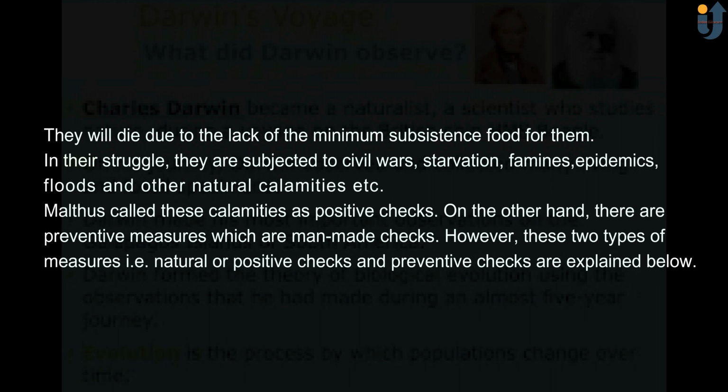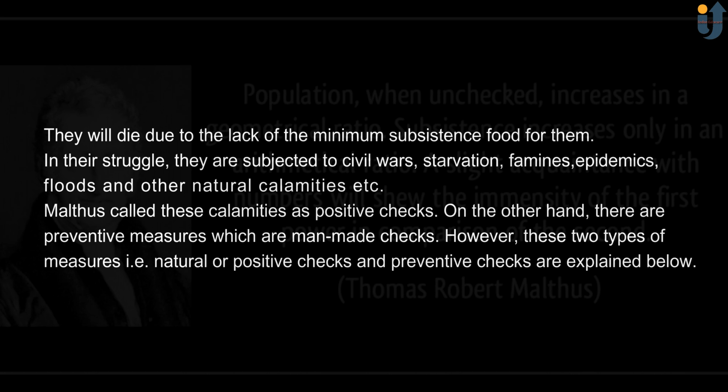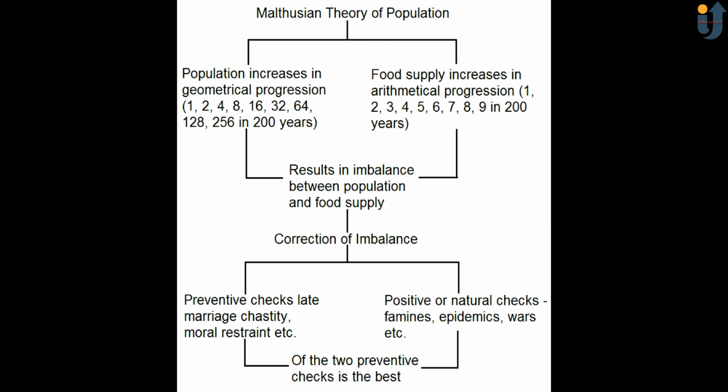In their struggle, they are subjected to civil wars, starvation, famines, epidemics, floods, and other natural calamities, etc. Malthus called these calamities positive checks. On the other hand, there are preventive measures which are man-made checks. These two types of measures, that is, natural or positive checks and preventive checks, are explained below. This schematic shows the increase in population, food supply, the resulting imbalance, and preventive and positive checks.